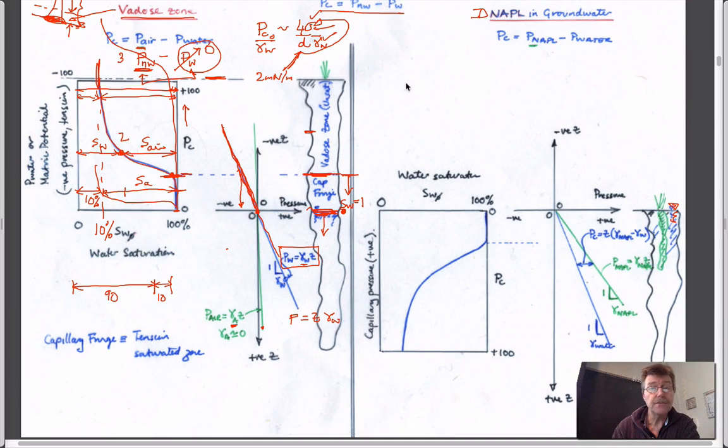Actually, why don't we do the calculation? What do we know? We know that this term is 600 meters.